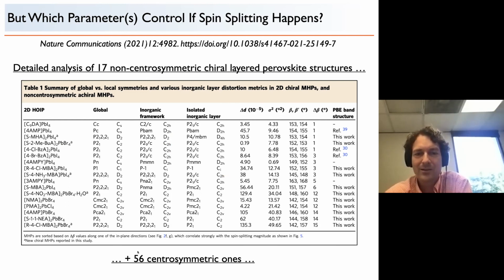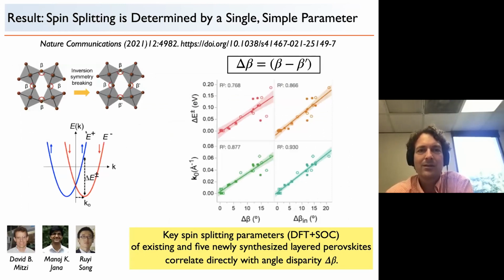And he also looked at 56 centrosymmetric ones for comparison. And it turns out that the driving force in this case was actually a fairly simple parameter that didn't need a great degree of machine learning. It actually went back to the foundations of the perovskite field, and consisted of looking at different tilt angles between the octahedra that make up the inorganic structure. But this was not obvious to us in the beginning.